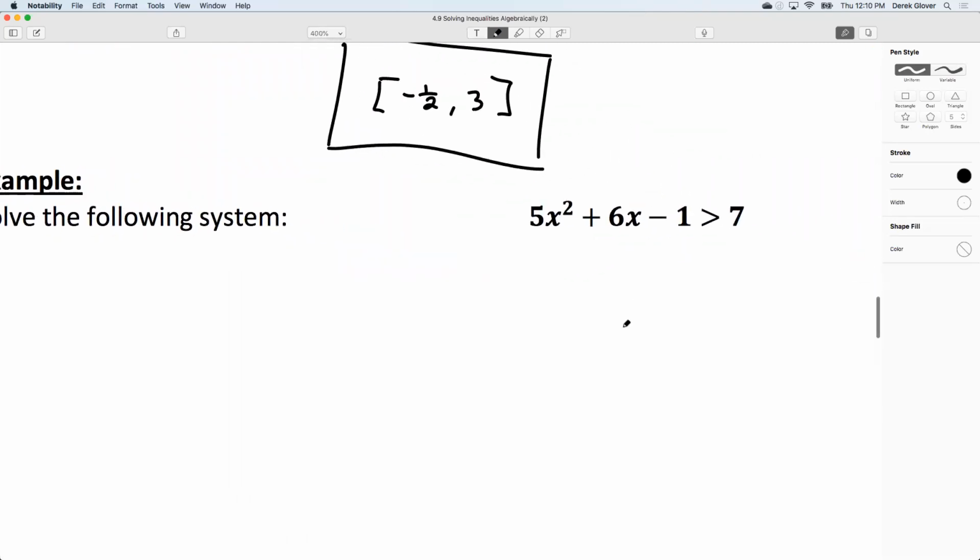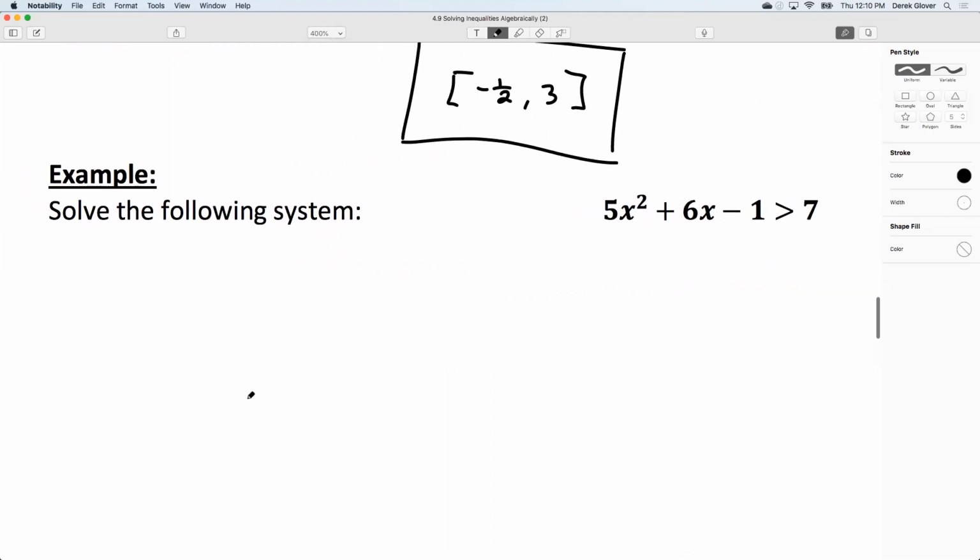So we've got 5x squared plus 6x minus 1 is greater than 7. So let's write that over here. 5x squared plus 6x minus 1 is greater than 7. Okay, I'm going to move the 7 over by subtracting it, and I'll get 5x squared plus 6x minus 8 is greater than 0.